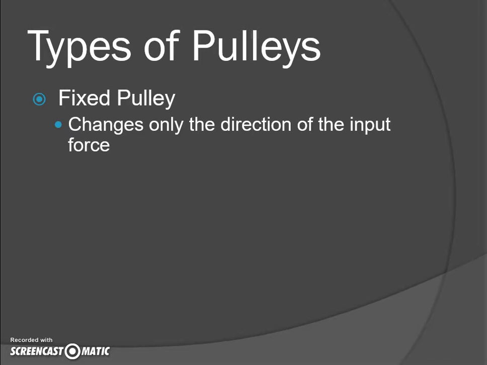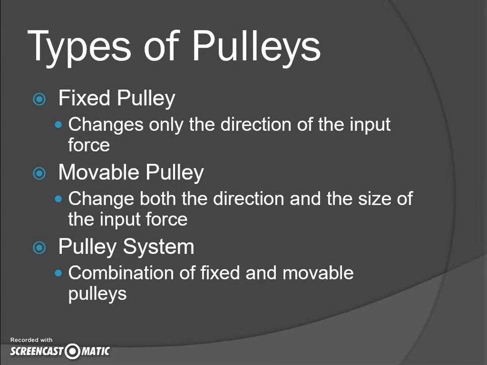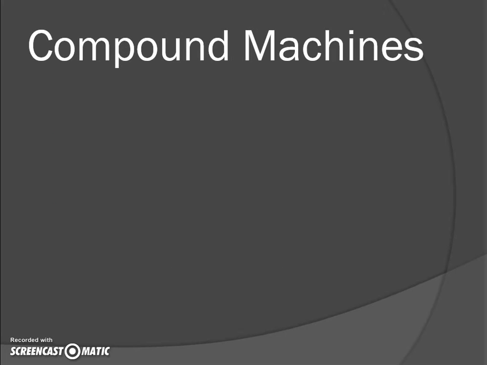And there are a couple of different types of pulleys. We have the fixed, which is the first one that I showed you. So it only changes the direction of the force. And then you have the movable, which changes the direction and the size. Once we start combining those and have more than one pulley, you have what's known as a pulley system, and that's when you have both fixed and movable pulleys working together.